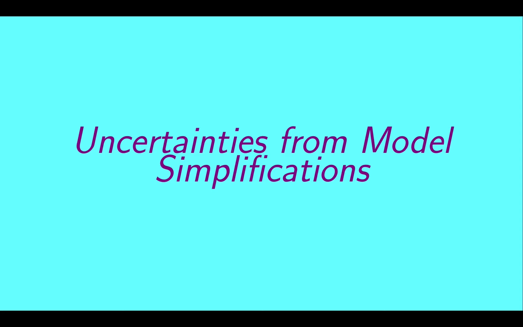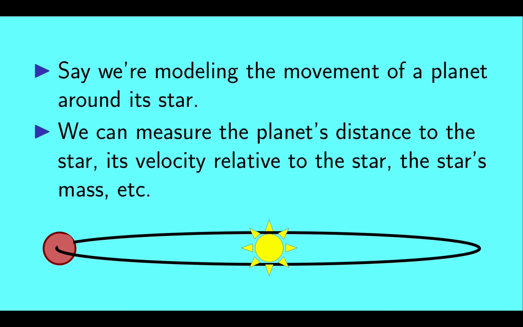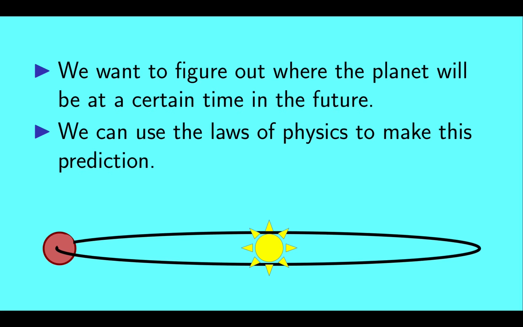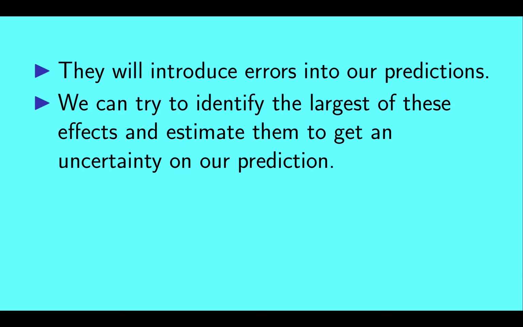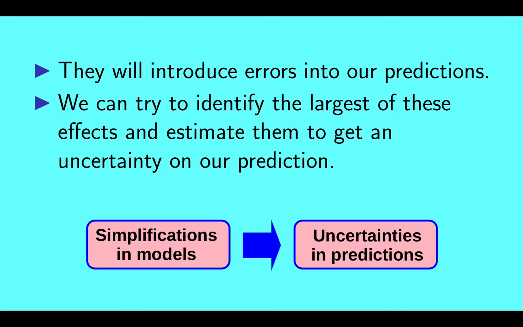Okay, now let's look at uncertainties from model simplifications. Let's say we're modeling the movement of a planet around its star. We can measure the planet's distance to the star, its velocity relative to the star's mass, etc. We want to figure out where the planet will be at a certain time in the future. We can use the laws of physics to make this prediction. But there are other bodies in the universe, and those other bodies will exert gravitational and other forces on the planet and star. We can't ever include all of these effects in our prediction. These effects will introduce errors into our predictions. We can try to identify the largest of these effects and estimate them to get an uncertainty on our prediction of the planet's position. But there will always be effects which we do not include. These simplifications will lead to uncertainties on the model's prediction.